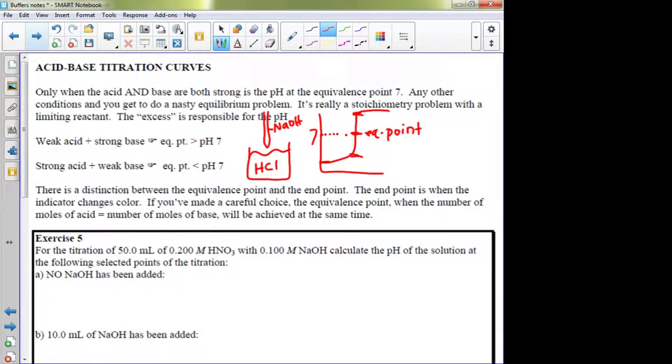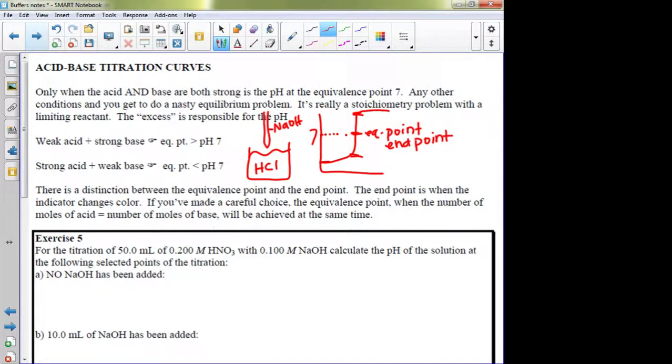If you have done it correctly, your indicator should also change at this point, and when the indicator changes, we call it the endpoint. Now, if you didn't use the correct indicator, sometimes your endpoint and your equivalence point are not the same. Are you with me on this?